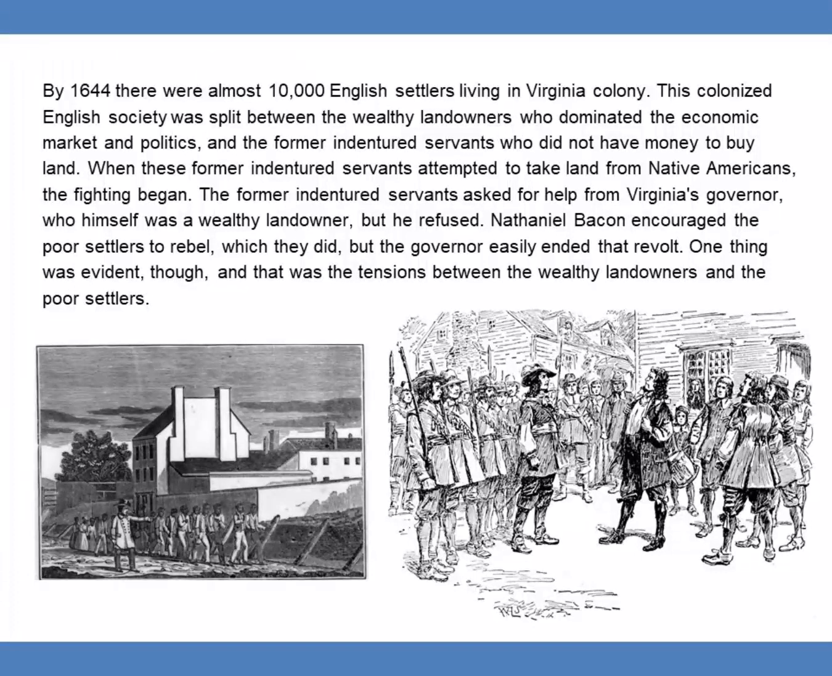When these former indentured servants attempted to take land from the Native Americans, the fighting began. The former indentured servants asked for help from Virginia's governor, who himself was a wealthy landowner, but he refused. Nathaniel Bacon encouraged the poor settlers to rebel, which they did, but the governor easily ended that revolt. One thing was evident, though, and that was the tension between the wealthy landowners and the poor settlers.